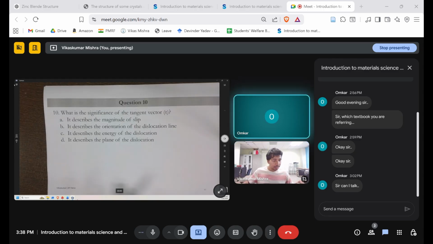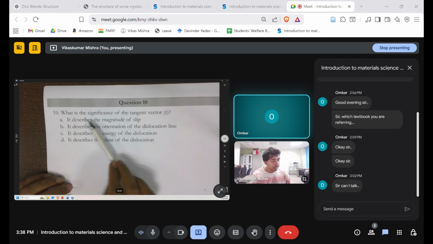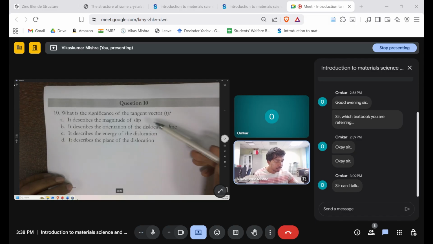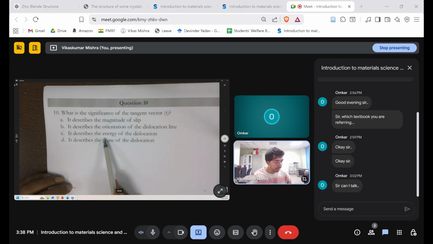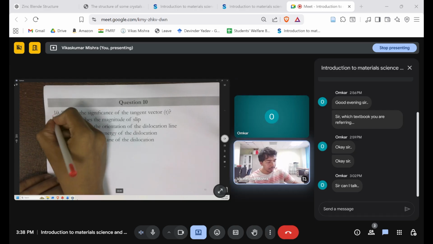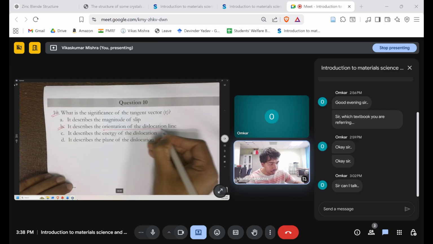Let's move ahead. What is the significance of the tangent vector? This is something we discussed initially at the beginning. It describes the magnitude of the slip. It describes the orientation of the dislocation line, right? Yeah, option B is the right answer here. It describes the orientation of the dislocation line.